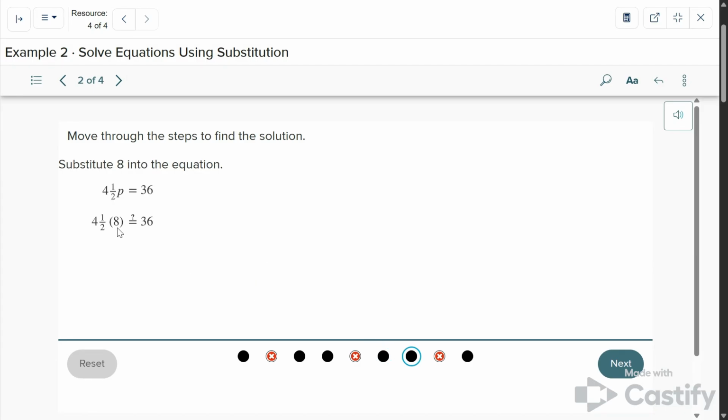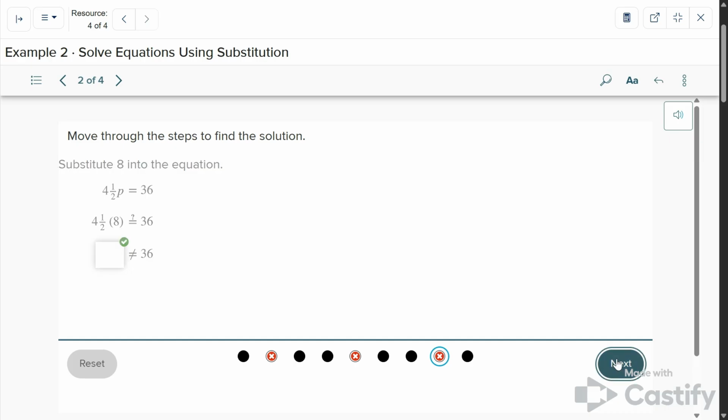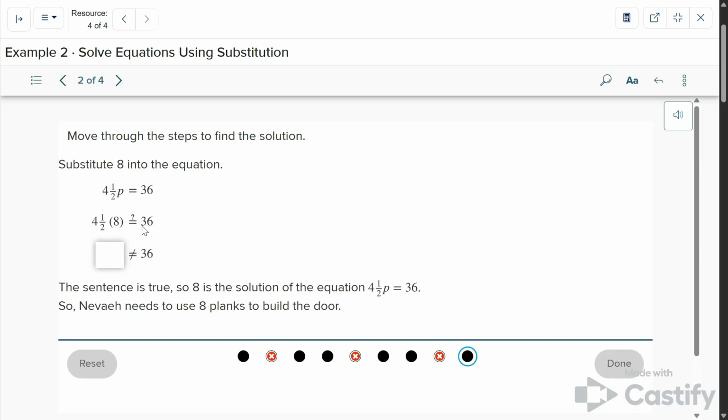Let's try 8. It's higher than 7. 4.5 times 8, does that equal 36? 4.5 times 8 still does not equal 36, apparently. Wait, what? I don't know, you guys. Okay. 36 does equal 4.5 times 8. I don't know why it's doing that.